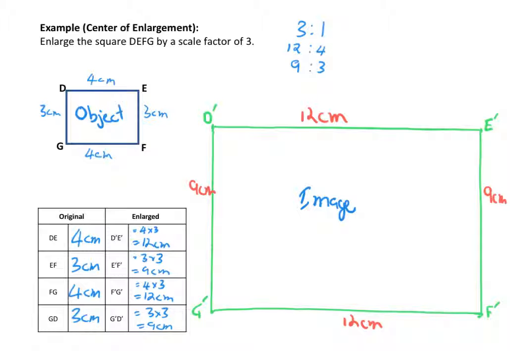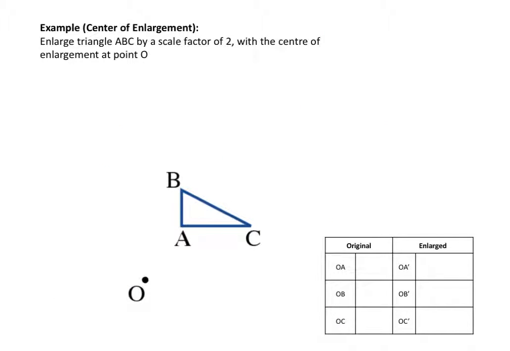Let's have a look at a second example. In our second example, we are going to use a center of enlargement to enlarge the triangle ABC, but this time with a scale factor of 2. So the first step is to find my center of enlargement, which in this case is my point O, away from the triangle, and then draw guidelines from O, passing through B, A, and C. So we'll do B first.